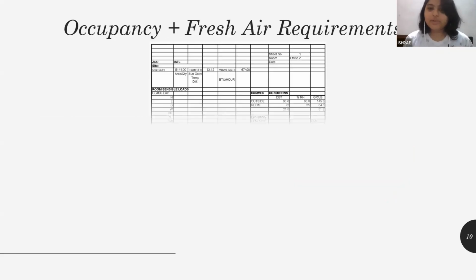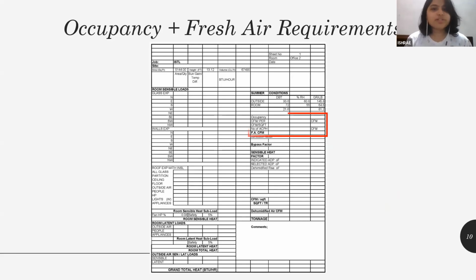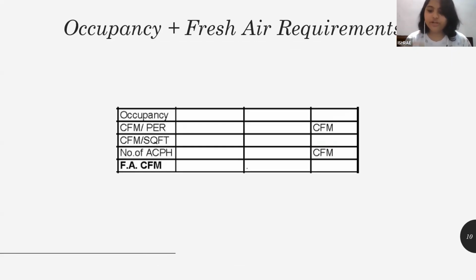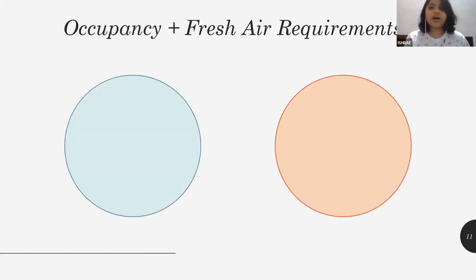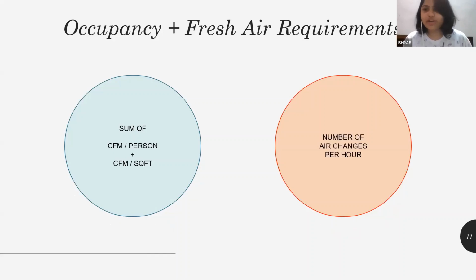Now, once we are done with summer condition, we can go ahead with occupancy and fresh air requirement. This is the table that we are going to fill next. For occupancy, you have two basic methods to calculate that. One is by calculating the sum of CFM per person plus CFM per square feet, or by number of air changes per hour. I'll be talking about both of them.